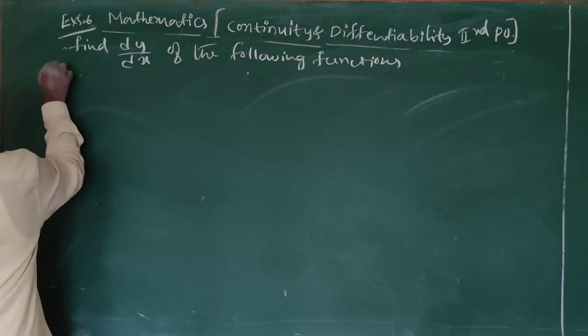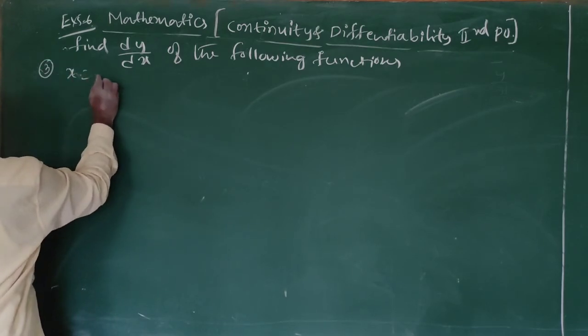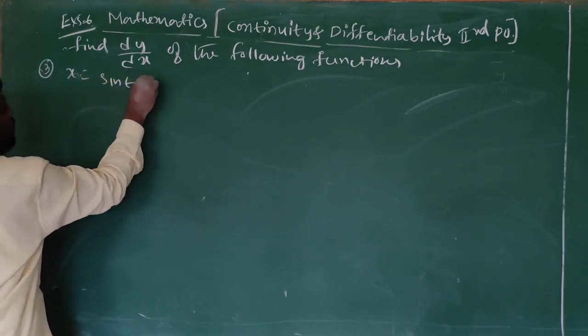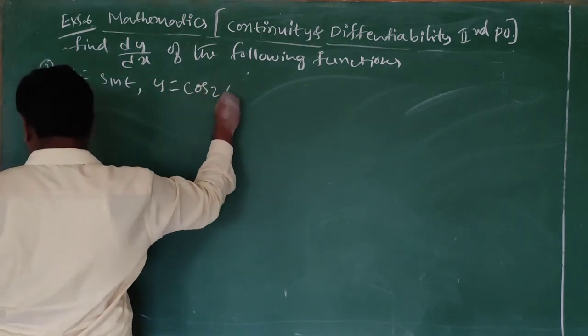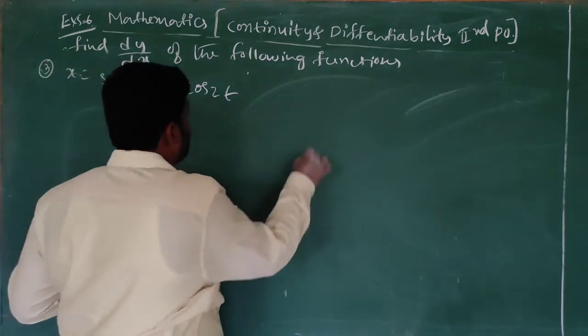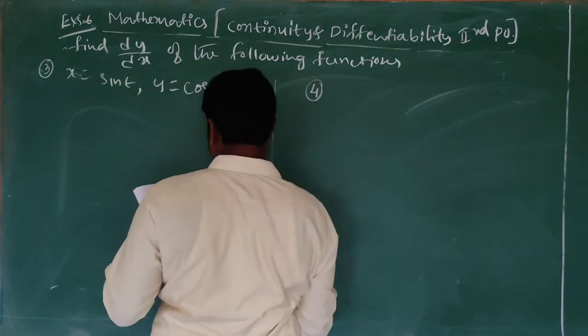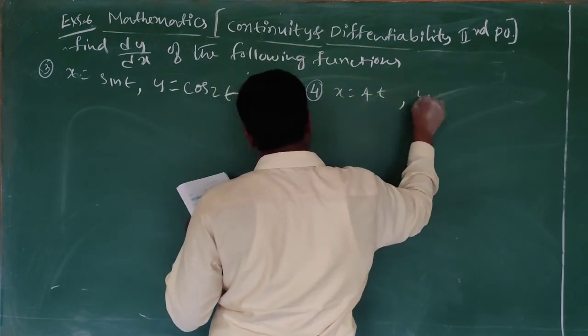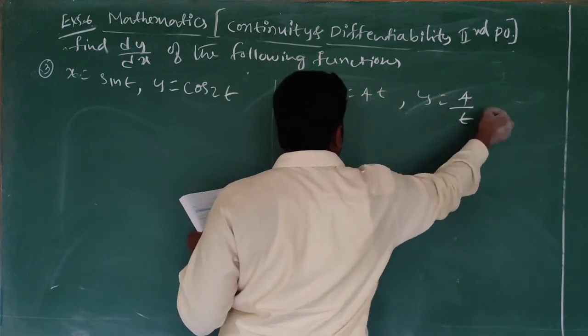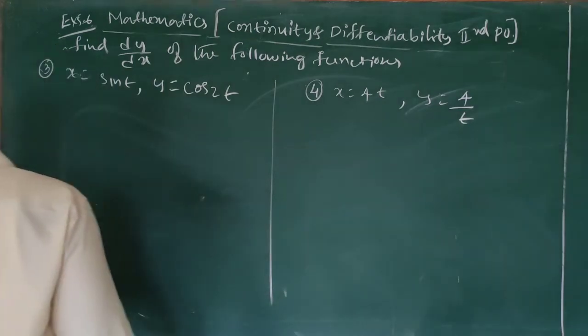Next question. x is equal to sin t, y is equal to cos 2t. Fourth question. x is equal to 4t, y is equal to 4 by t.